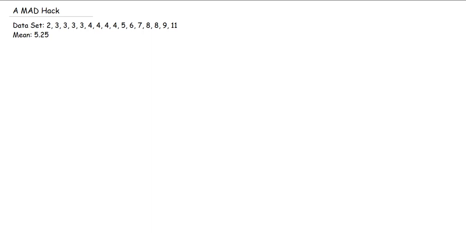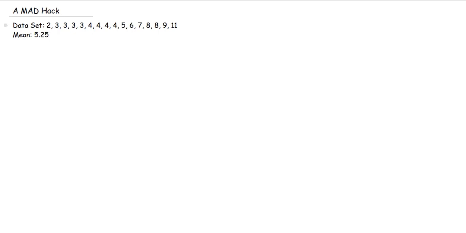So if you haven't seen this before, the idea is you have a data set like you see here on the screen. You compute the mean, and then to compute the mean absolute deviation, what you're supposed to do is essentially compute the average distance of every point in your data set to the mean. So how do you compute the distance from a data point to the mean?